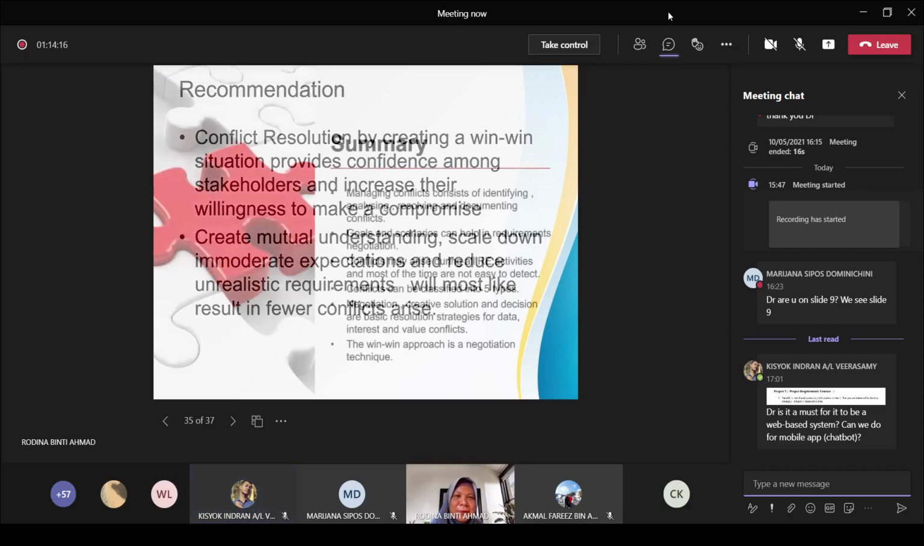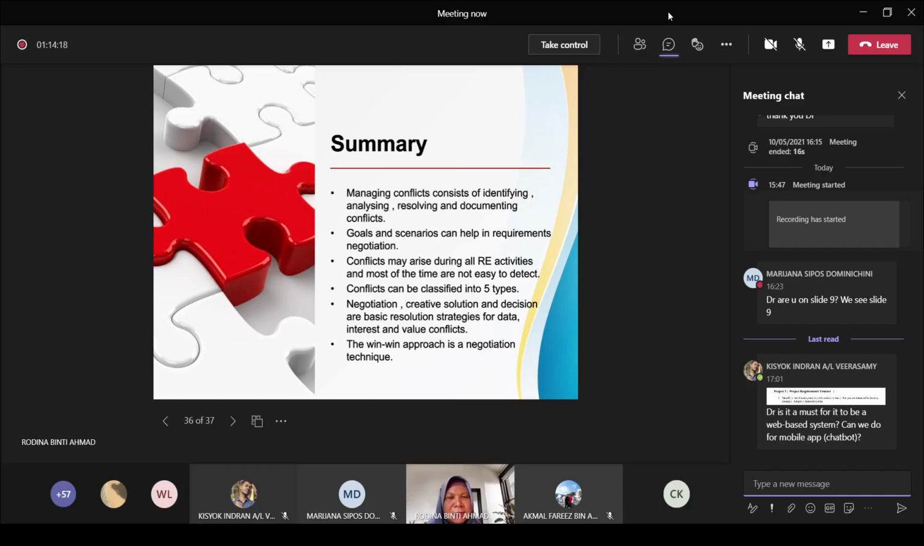Okay, so basically for this lecture, we have discussed managing conflicts, looking at the steps and the 4 tasks that we need to do: identifying, analyzing, resolving, and documenting conflicts. And we can also say, especially for interest conflicts, that we can use goals and scenarios to help in resolving requirements as well as requirements negotiation. And conflicts may arise during all RE activities, all requirements engineering activities: elicitation, validation, management, and most of the time are not easy to detect. And conflicts can be classified into 5 types.